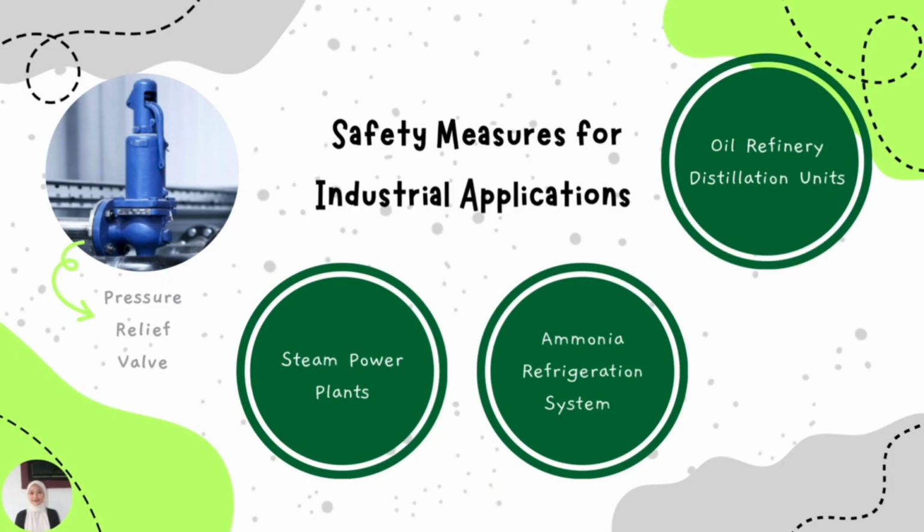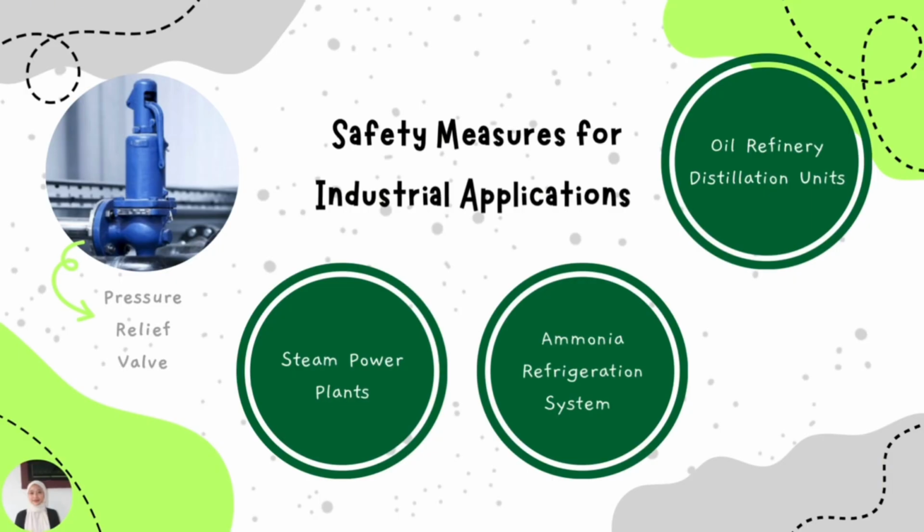The next one is ammonia refrigeration system, which is PRV role here is PRV on the compressor and also pipeline release excess ammonia to a safe area or recovery system. The consequence without PRV here is the excess pressure could rupture pipes, leading to ammonia leaks that are toxic and flammable. The impact here is to prevent leaks, ensure compliance with safety standards, and protect workers and equipment.